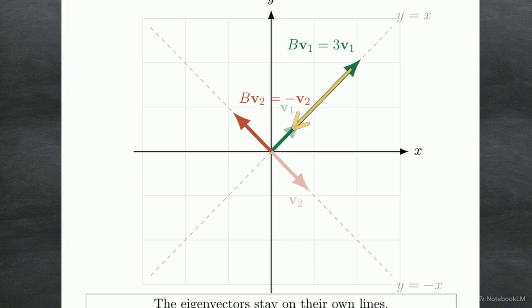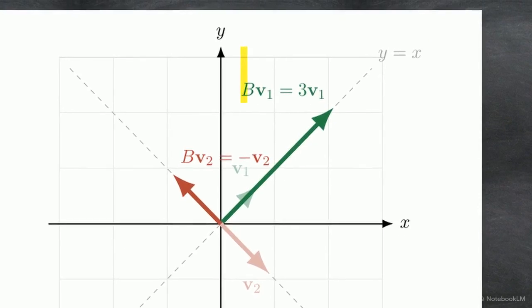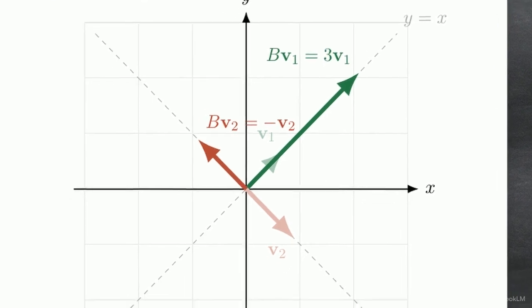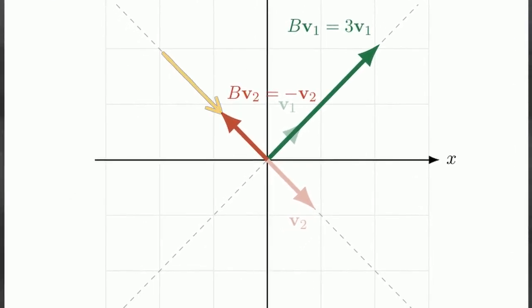This graph isolates green eigenvector v1 and its eigenvalue, the scaling factor. Extending to 6, 6, its eigenvalue is 3. It triples in length, staying on its line. Red eigenvector v2 sits on the opposite diagonal. A -1 eigenvalue flips its direction along the line.